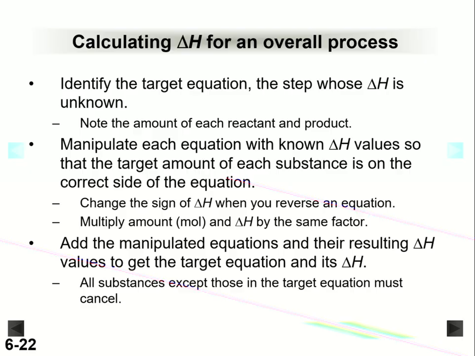That is the enthalpy of the products minus the enthalpy of the reactants, for example. We change the sign of delta H when we reverse a reaction or an equation. We multiply delta H by the factor of the amount of moles that we have. We can add the manipulated equations and the resulting delta H values to get the target equation. And we're going to do an example of this later on, I think, that will illustrate this nicely.